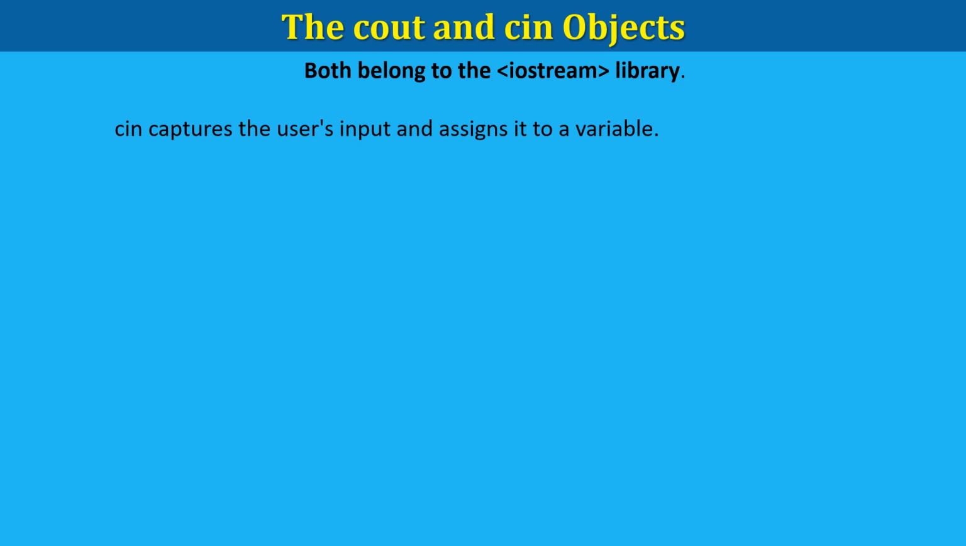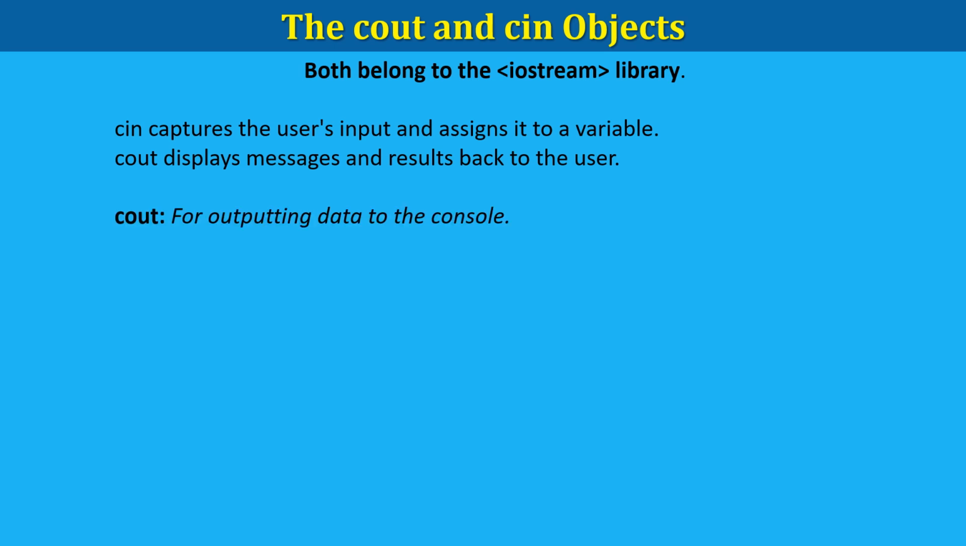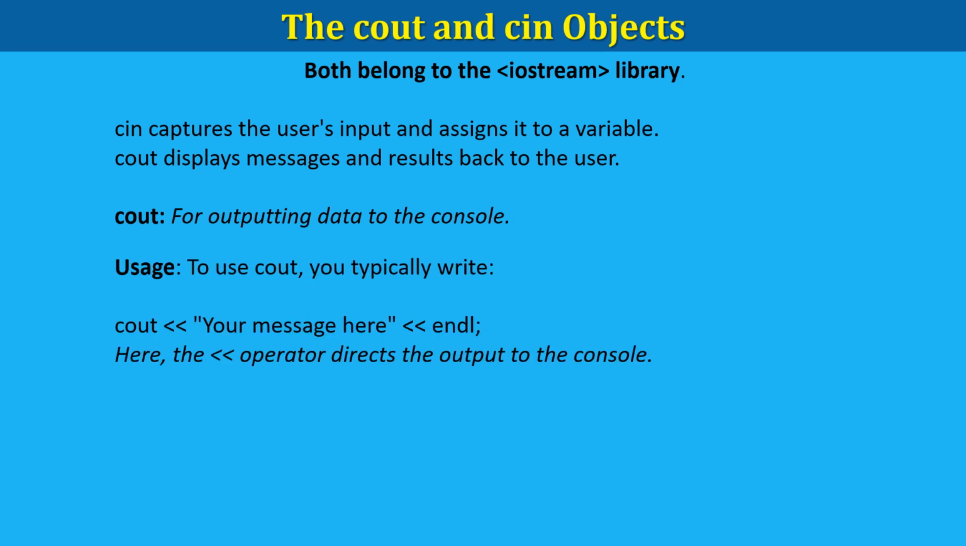The cout and cin objects. The cout object sends output to the screen while the cin object captures input from the user. The cout object is a part of C++, specifically the iostream library. And you can see here, a message. Here the operator directs the output to the console. An example is cout << "Hello world", and this line prints the message Hello world followed by a new line.